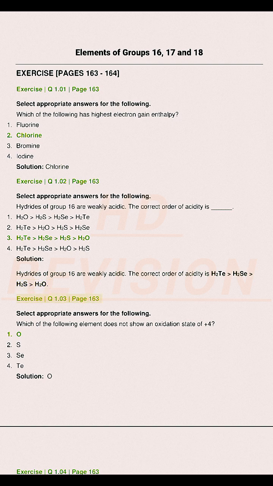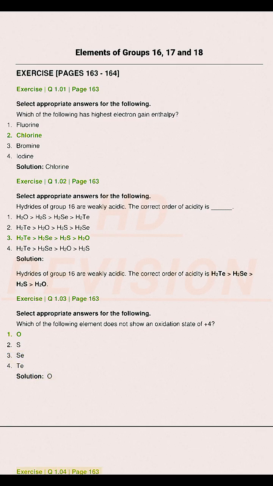Exercise Q1.03, page 163. Select appropriate answers for the following. Which of the following element does not show an oxidation state of +4? 1. O. 2. S. 3. Se. 4. Te. Solution. O.